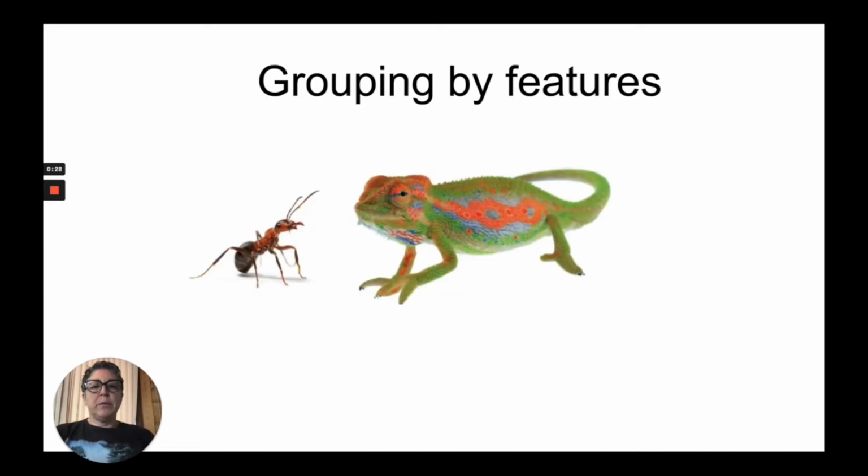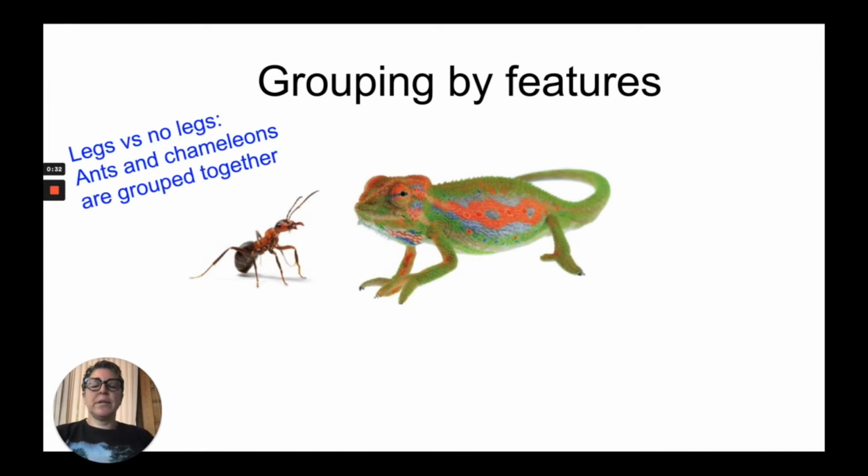So what do we mean by grouping? Well, normally we group by physical features. So for example, ants and chameleons are grouped together when we look at the feature of having legs or not having legs.